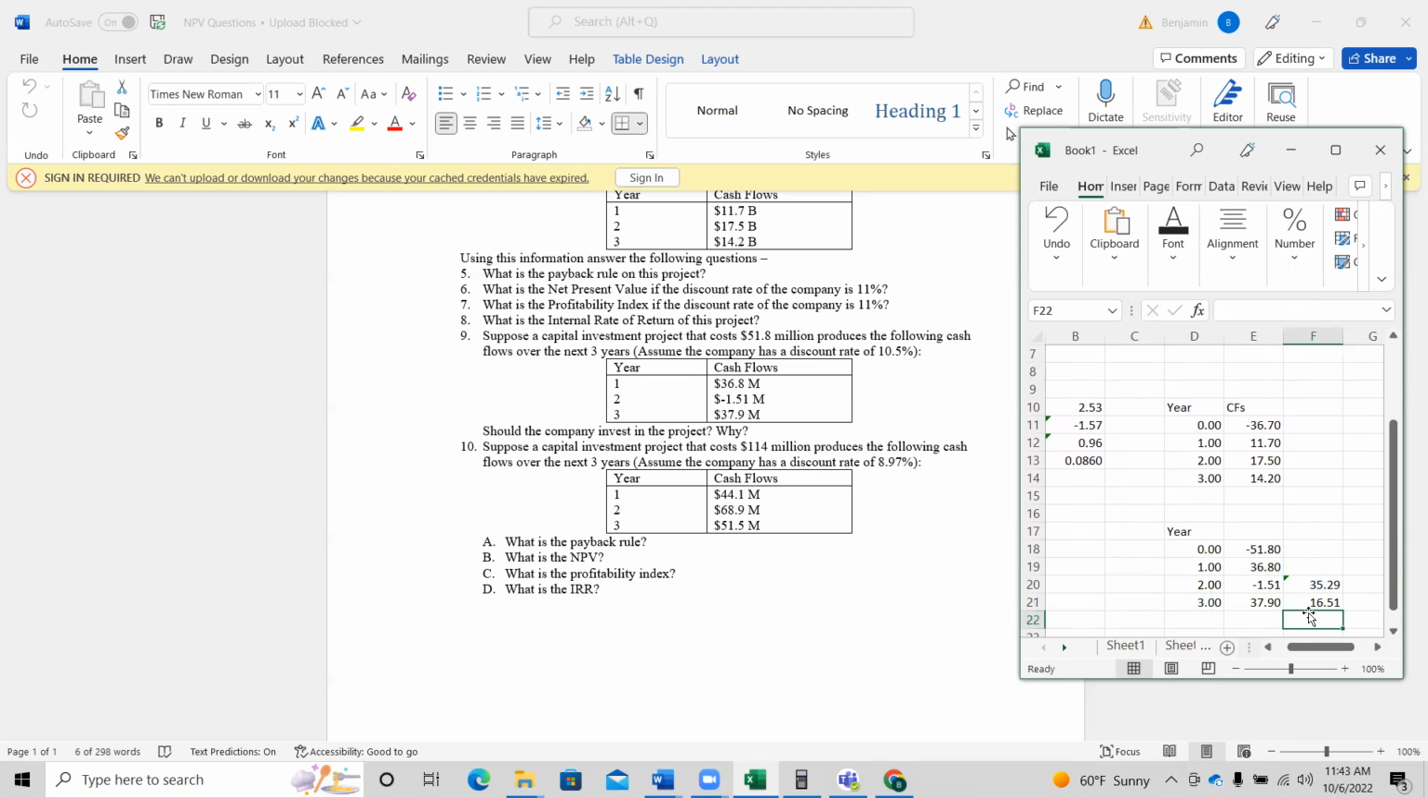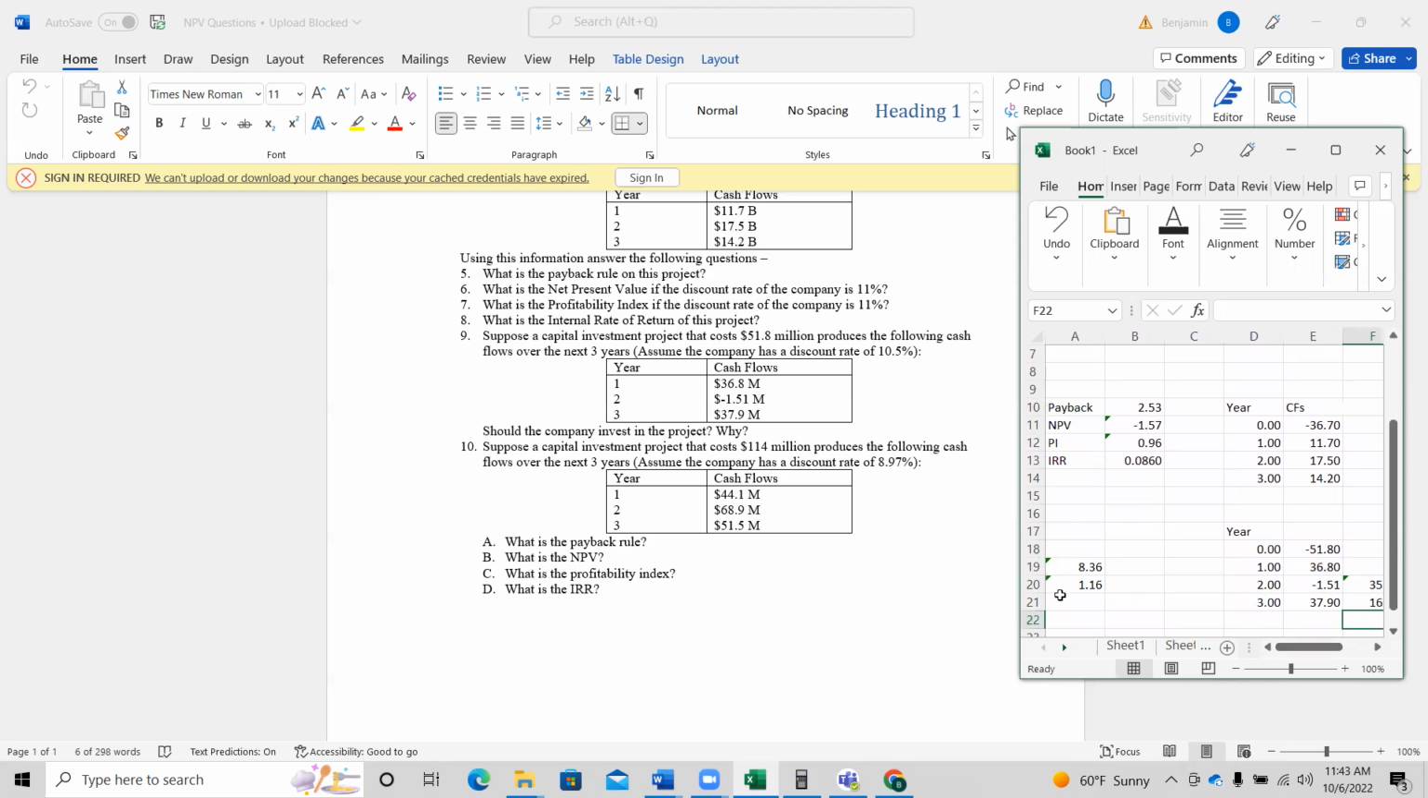I have 16.51 million remaining to pay off. To calculate my payback, I know this is going to be 2 years and a little bit of change. I'm going to take this number, divide that by the cash flow in year 3, assuming that all of the cash is received evenly throughout the year. And my payback is going to be 2.44 years. Okay. So hopefully this is making sense here.